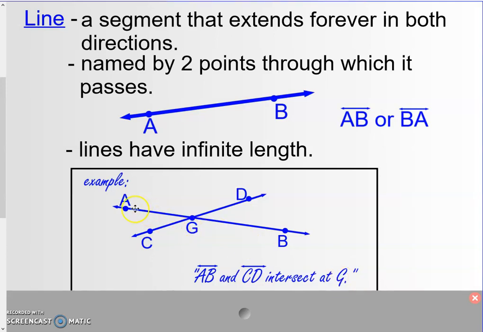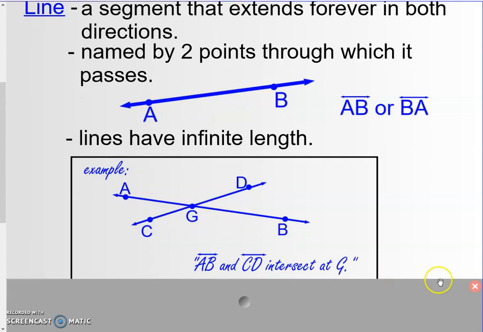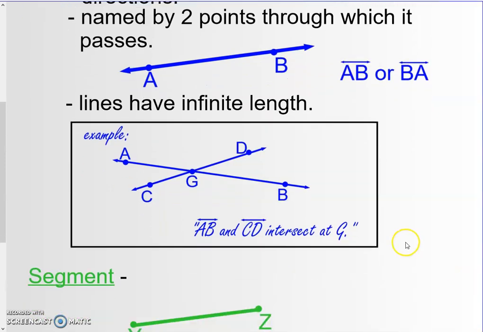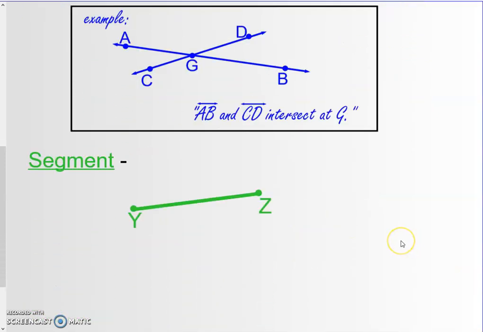Now, by the way, I called this line right here line AB. I could have called it line BA. I actually could have called it line AG, and it would be the same since lines go on forever. So lots of ways to name lines.